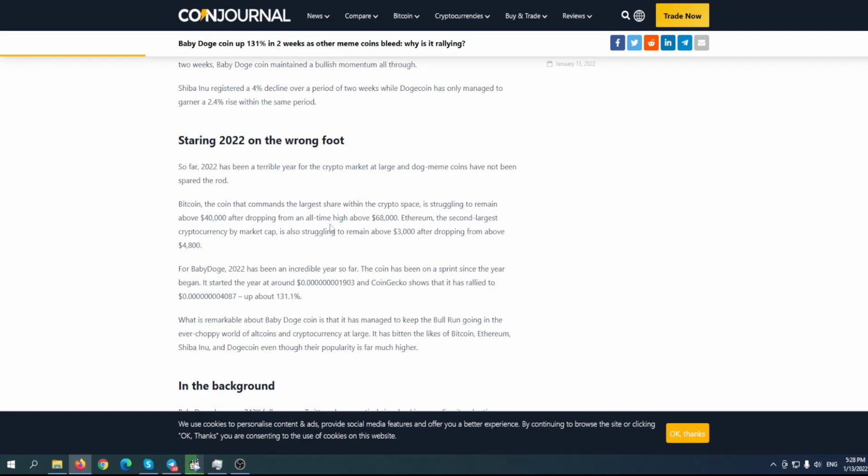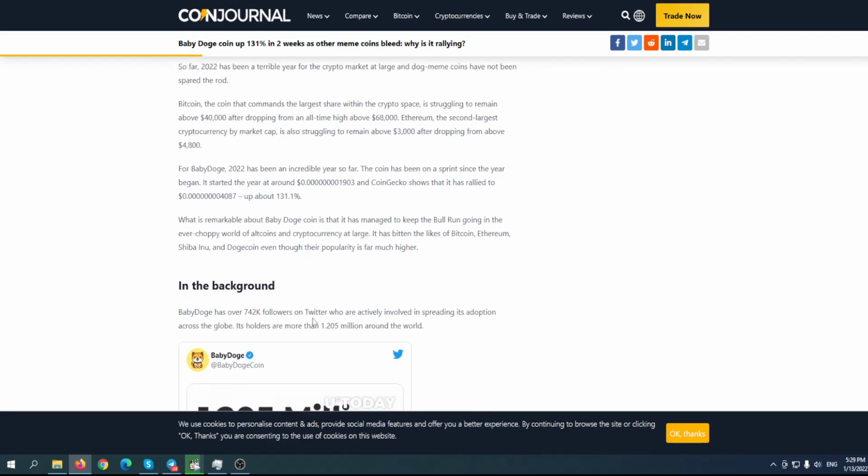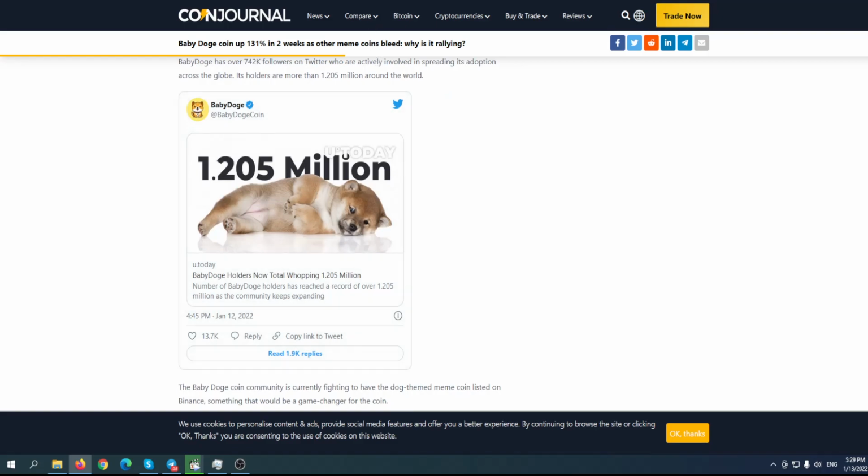On the other side, for Baby Doge, 2022 has been an incredible year so far. The coin has been on a sprint since the year began. It started the year at around 0.801903, and CoinGecko shows that it has rallied to 0.08087, up about 131%, which is amazing. Guys, something great is coming.